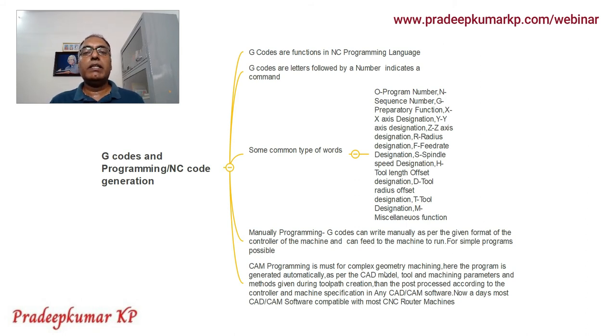So we can do it with any CAD/CAM software, but we should have a post processor for that according to the controller. So the file can be read directly in the controller and the machine can move. Nowadays most CAD/CAM software is compatible with most CNC machine controllers, so it becomes more flexible, more adaptable, more compatible.